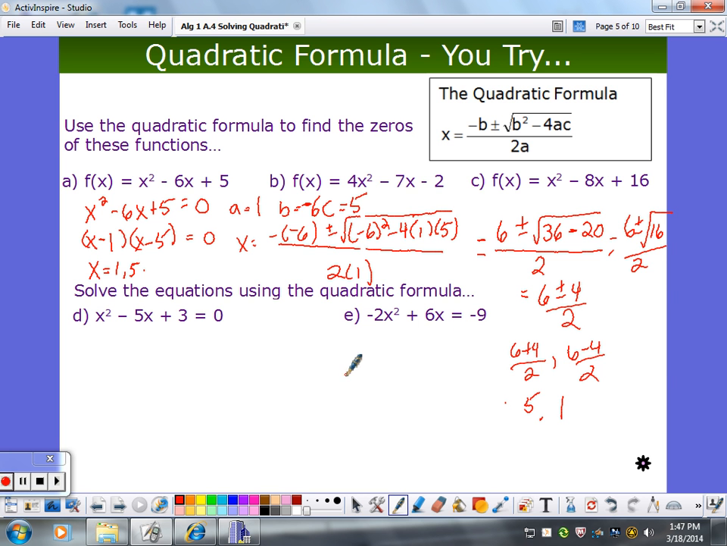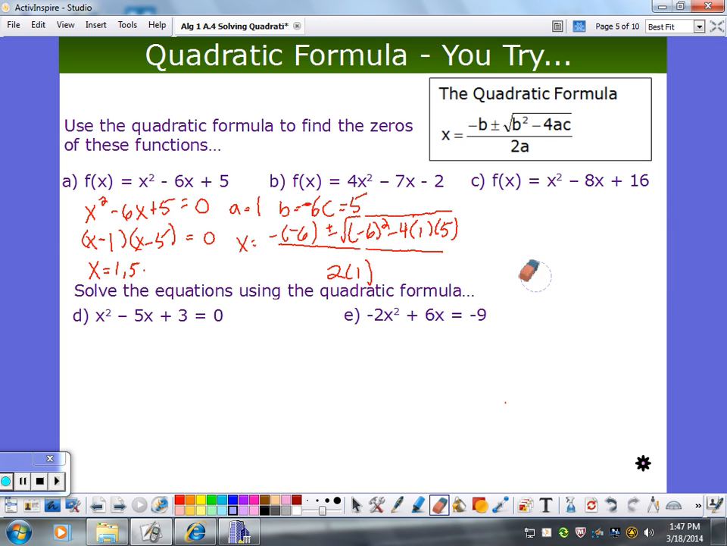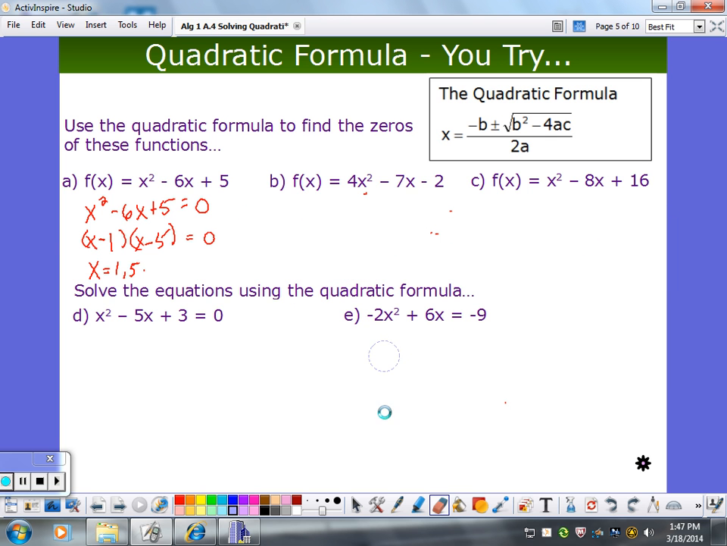Yes? Very smart question. Looking at these, let's see if I have one idea. Okay, I'm going to do letter C. Alright, so find the zeros of this guy: x squared minus 8x plus 16 equals 0. We always start with that. This one is factorable, but I am going to use the quadratic formula. So a equals 1, b equals negative 8, and c equals 16.